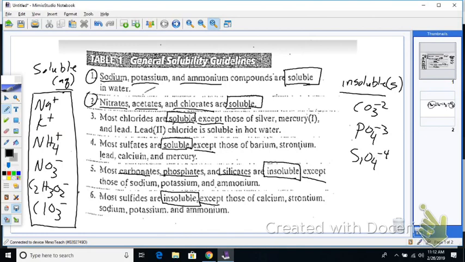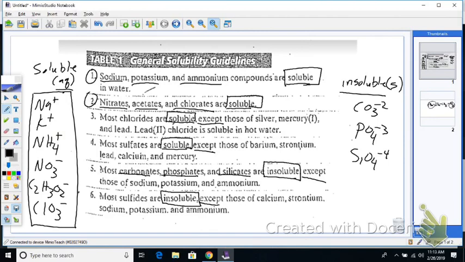Do you guys see those over here? So if these are present, these are dominant. If sodium's with carbonate, it's soluble. If potassium's with silicate, it's soluble. It's aqueous. Okay? It's only when they're with those three that they're soluble. So that exception means, hey, they're soluble when they're with sodium, potassium, ammonium.